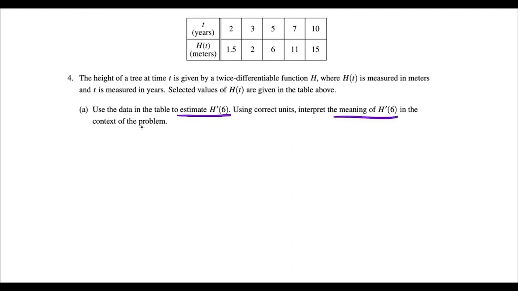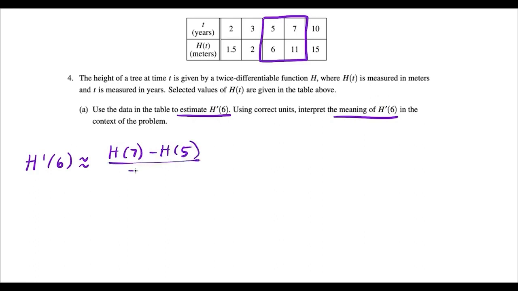Now, if we want to approximate h prime of 6, what we're going to do here is we're going to pick two values of t that are really close to 6, something like 5 and 7. So these are going to be the points that we use to approximate the instantaneous rate of change. So we're going to do h of 7 minus h of 5 over 7 minus 5.